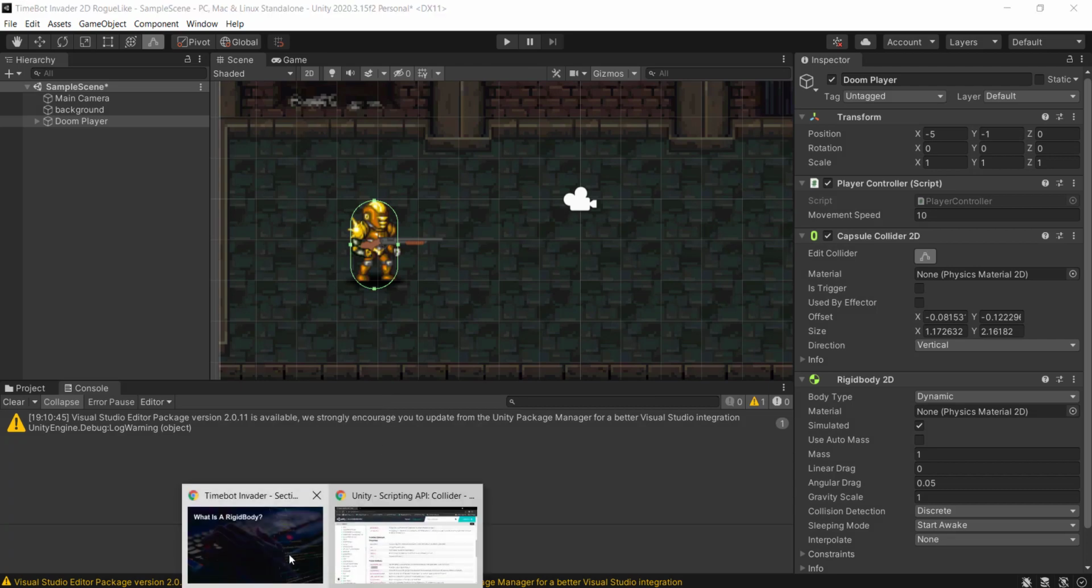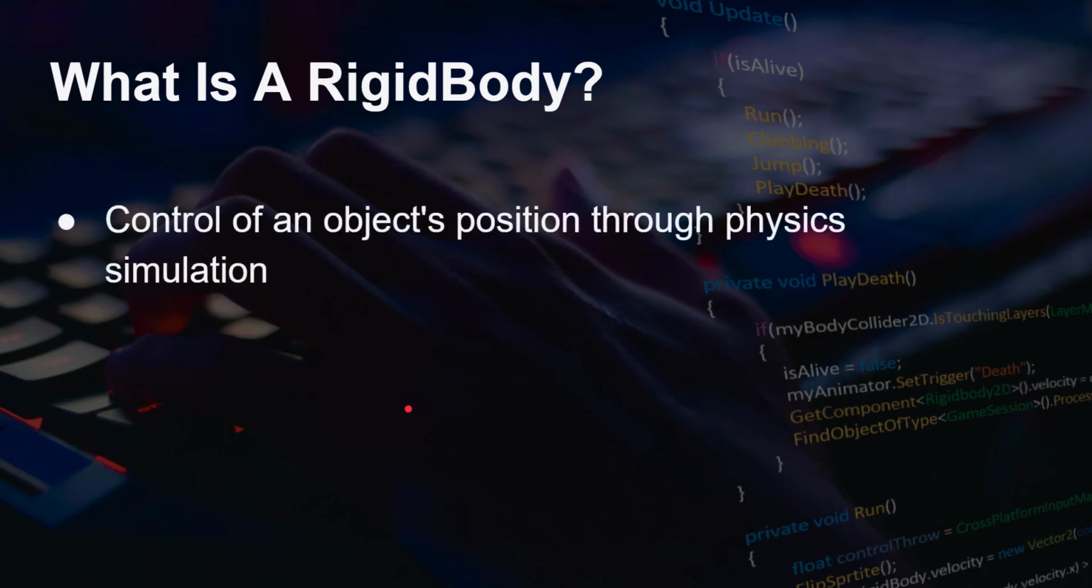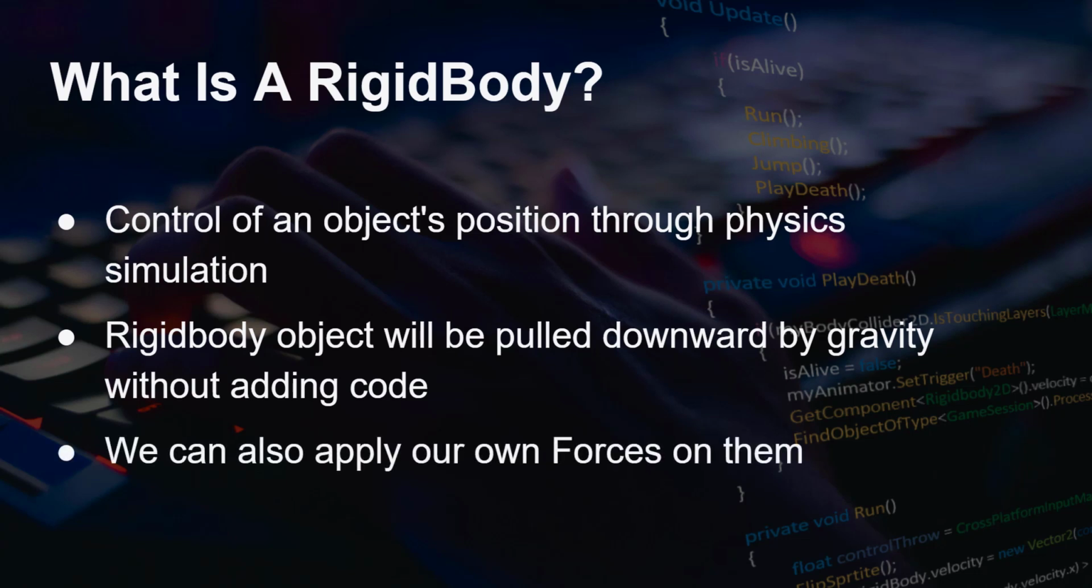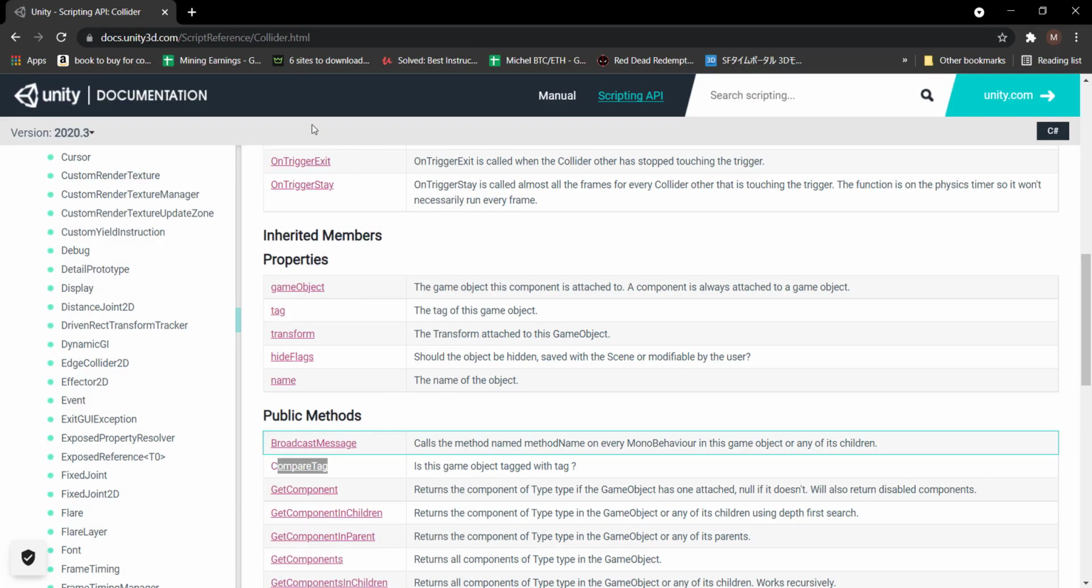Let's delve a little bit deeper into what a rigid body is. It's control of an object's position through physics simulation. So when you add a rigid body to a game object, you add physics to it. A rigid body object will be pulled downwards by gravity without adding any additional code. And we can also apply our own forces to them, by which I mean the rigid body. You can also go into Unity's documentation and delve deeper into what a rigid body is. And in fact, we are going to need to delve into it.